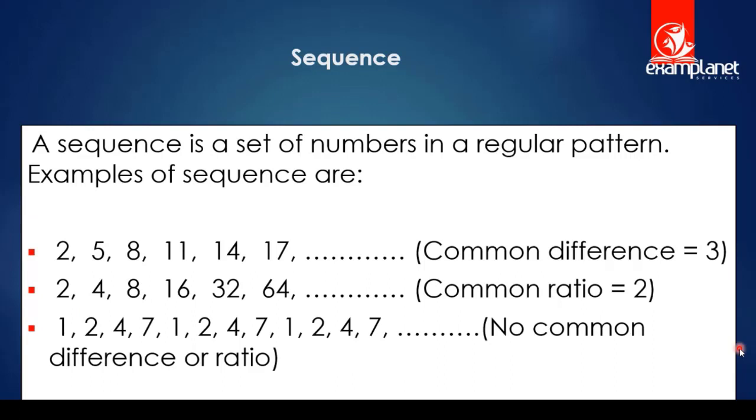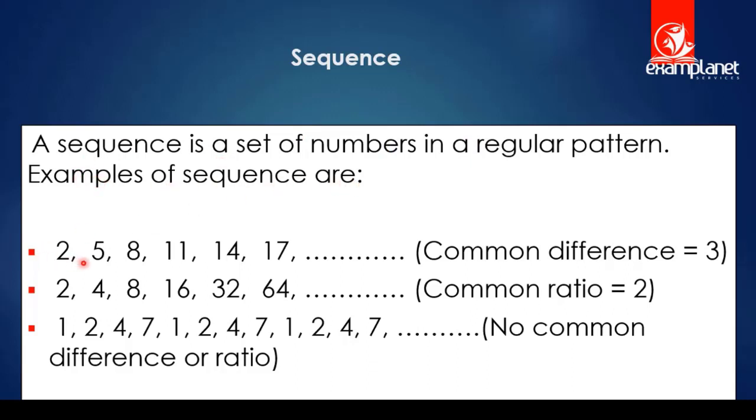Okay, what is a sequence? A sequence is a set of numbers in a regular pattern. So the pattern can be of any form. Could be just adding a particular number, maybe subtracting a particular number, maybe multiplying by a particular number, or maybe dividing by a particular number, or maybe multiplying and dividing, or whatever. So we can have any kind of pattern. As long as the set of numbers can form a regular pattern, then we have what we call a sequence. Now, examples of sequence.